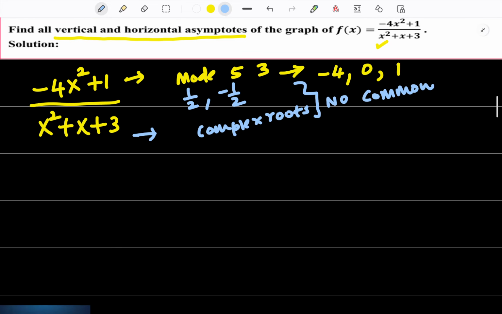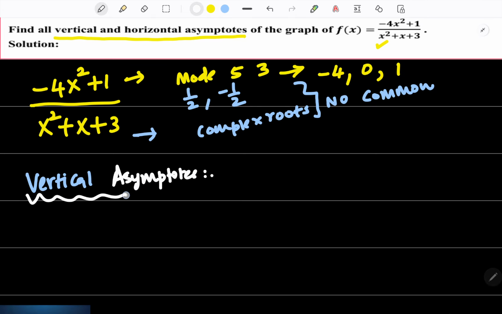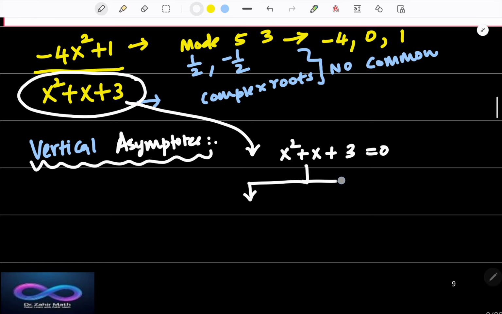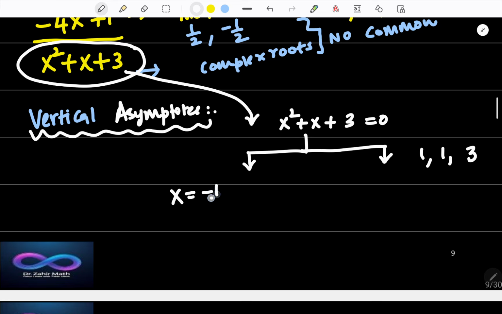Okay, right. Now we are going to find the vertical asymptotes. What is a vertical asymptote? Make the denominator equal to 0. So x square plus x plus 3 is equal to 0. Go to the calculator, mode 5 and 3. A is equal to 1, B is equal to 1, C is equal to 3. You will get x equals -1/2 plus root 11 divided by 2i, and x equals -1/2 minus root 11 divided by 2i.